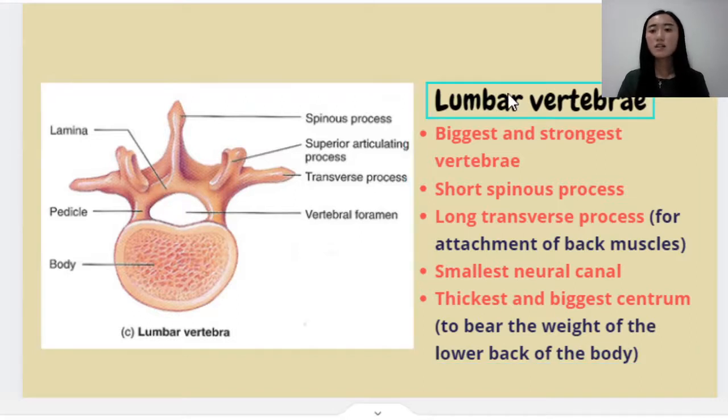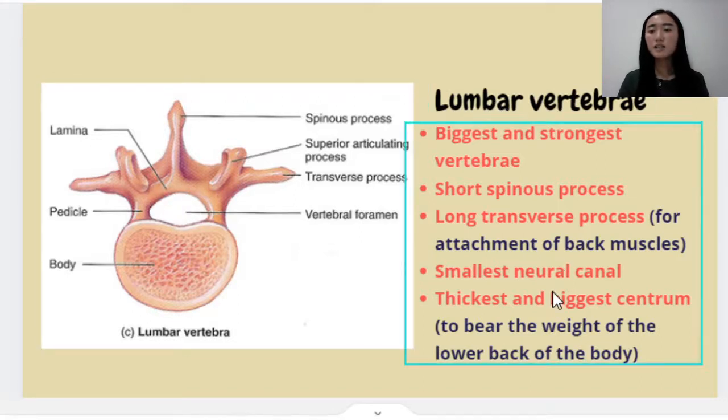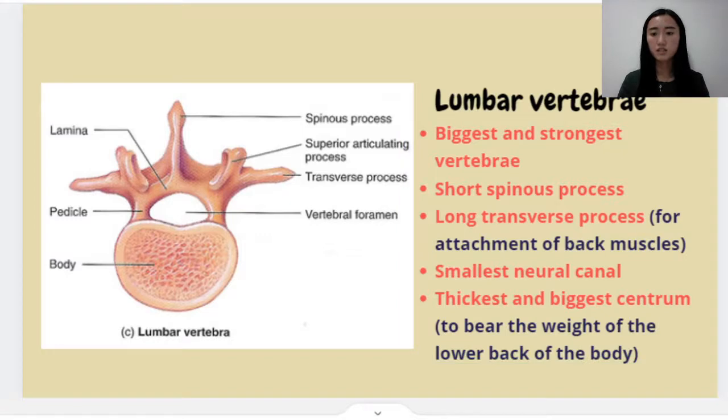The reason the lumbar vertebra is the strongest and biggest is because it needs to bear the weight of the lower back of our human body. That's why it is the biggest and strongest and also the thickest.